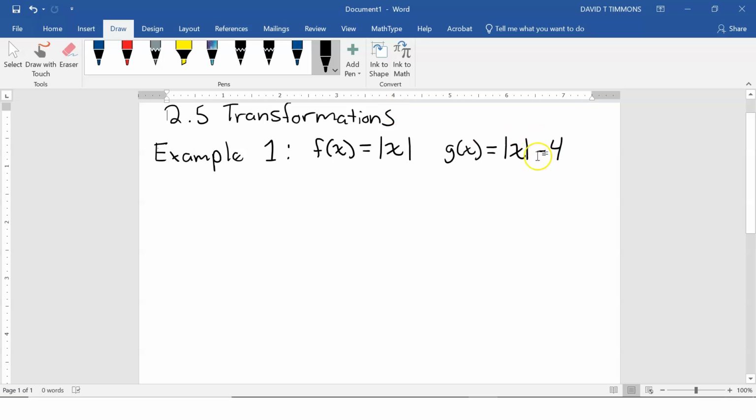And with vertical shifts, you'll always see some manipulation outside the function. So notice, this is the base function, but this minus 4 is a vertical shift down and it's outside the argument of the function. That's how I know it's a vertical shift. But what I always want to do is identify the transformations I see. So I'm going to identify that there is a vertical shift down by 4 units.